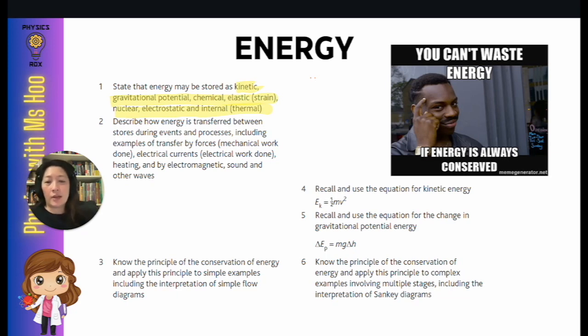You need to know the principle of the conservation of energy, where energy cannot be created or destroyed. It can only transform. And you apply this principle to simple examples, including the interpretation of simple flow diagrams. In addition, you should also know the kinetic energy formula, which is half mv squared, and the gravitational potential energy formula, which is mgh. And you also need to know how to use this formula in calculations involving the principle of conservation of energy, and also to interpret Sankey diagrams.